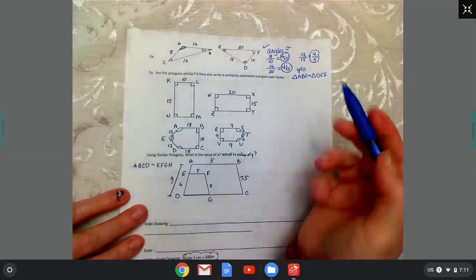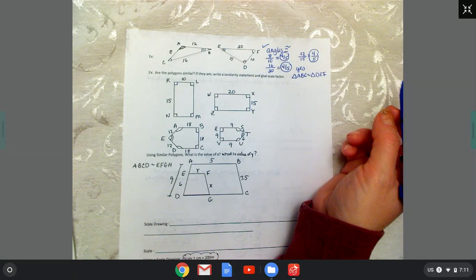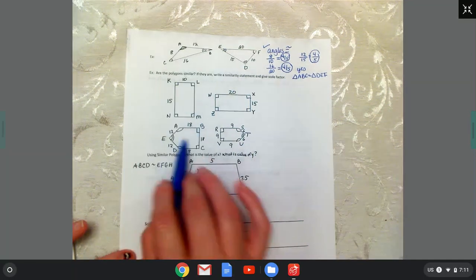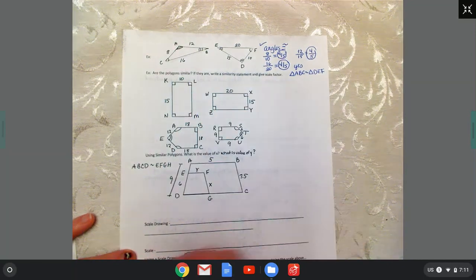Okay, and why are they similar? The angles are congruent, the sides are proportional. All right, now we've got same questions here. Are these similar? If they are, write a statement, give a scale factor.